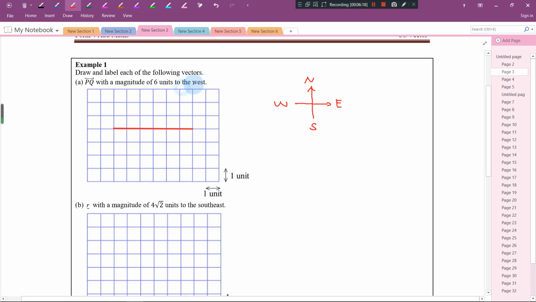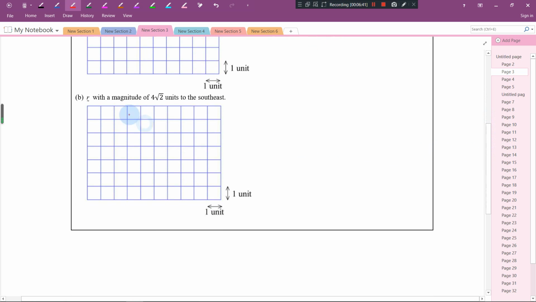But don't forget, we have directions. Go this way, right? West, this way. So we have to put an arrow over here. So this is P and this is Q. So this is the way we draw a vector. We have the magnitude and also the direction. So be careful of this arrow. If you point this way, it's not correct.